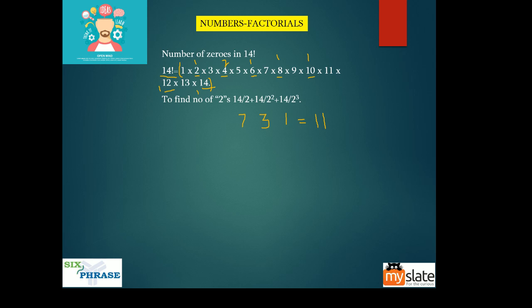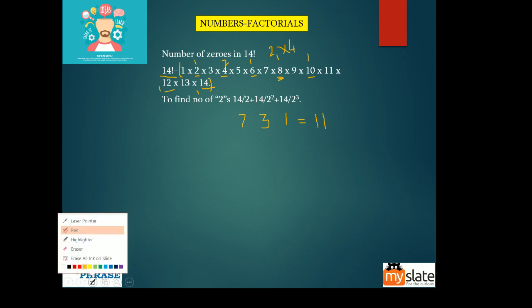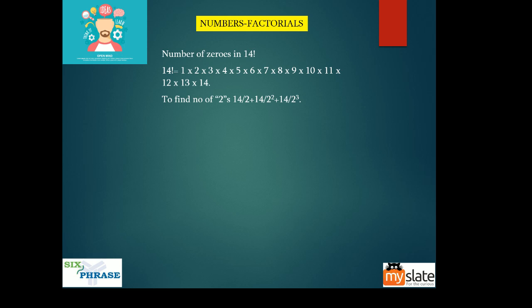How many 2's does 8 have? Is it 1, 2? I said 2 into 4, right? What is this 4? This 4 is nothing but 2 into 2. So this 8 has actually 3 2's. This 8 has actually 3 2's. So we'll count it again.